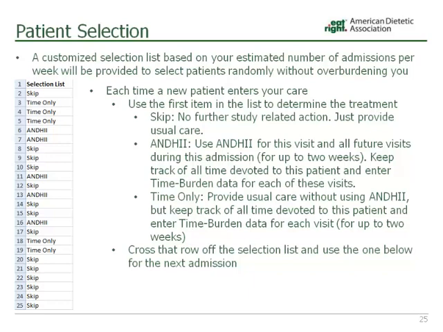Then the final option you may see is time only. For these patients, you don't want to use ANDHII. You want to provide your usual care, but you still want to keep track of time. This gives us that comparison so we can see how much time ANDHII takes in comparison to your normal care processes. After you've used a row in the list, you'll cross it off, and then the next time you get a new patient, you'll choose the next one. You'll want to use this every time a new patient enters your care. For any patients already in your care at the start of the study, just keep providing your usual care for them.